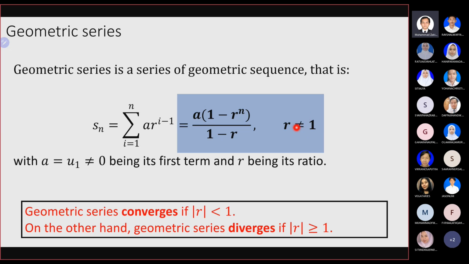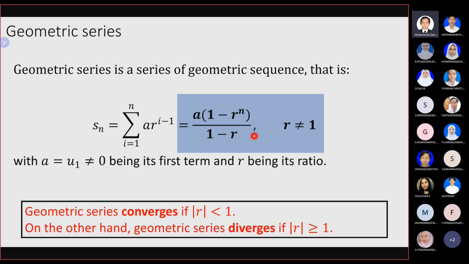Then in this particular case, which is geometric series, we know that the geometric series converges if the absolute value of r is less than 1, or diverges if the absolute value of r is greater than or equal to 1.